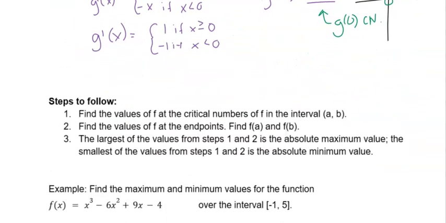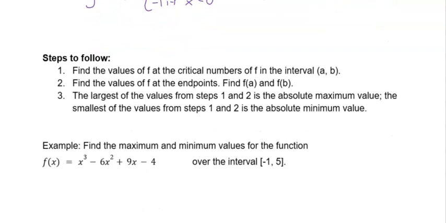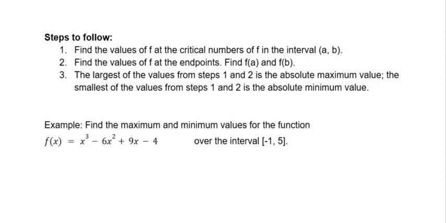Okay, so let's say we want to find the absolute maximum and minimum values of a continuous function on a given interval, and the interval is from a to b. First we find the critical numbers in that interval and the values of f at those critical numbers. Then we find the values of f at the endpoints. And then we're going to figure out what's what.